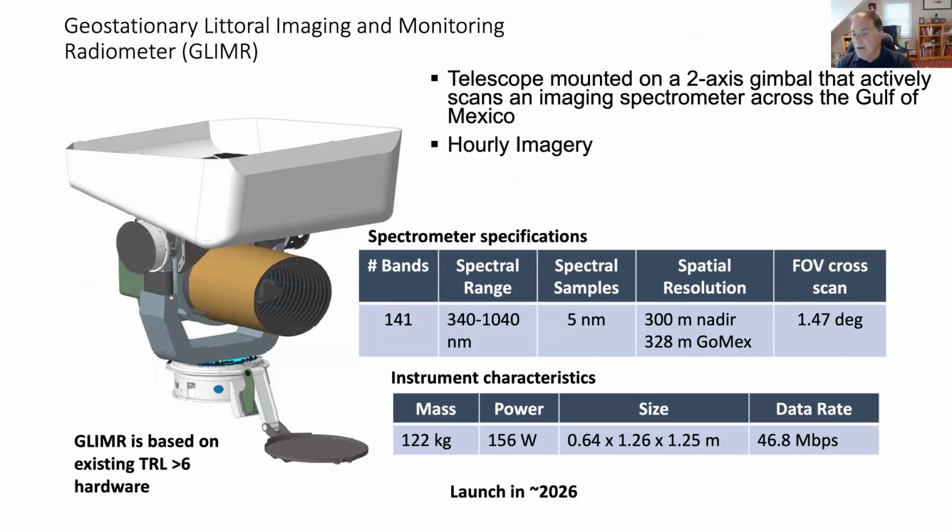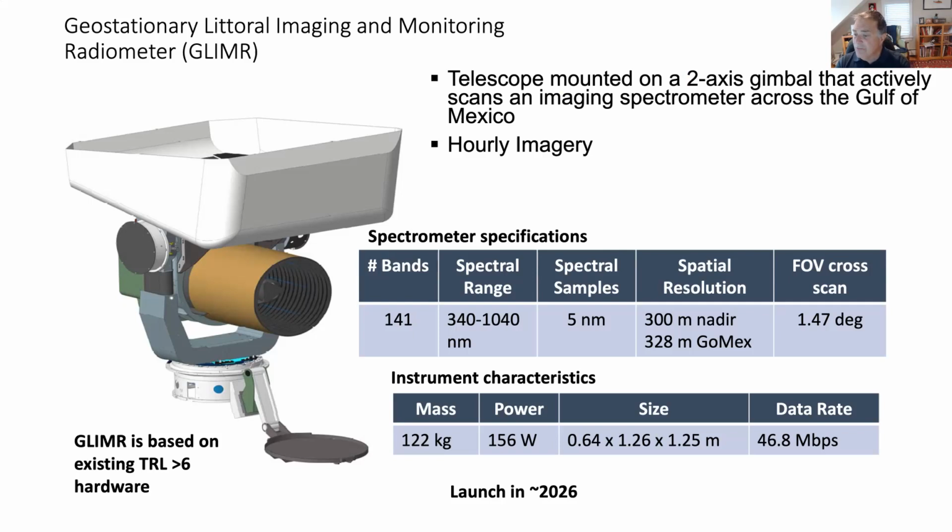It has a spectral range from 340 to 1040 nanometers with fine spectral sampling. This is going to be in a geostationary orbit, probably around 95 degrees west, so it'll be somewhere over Ecuador or something. And it's going to be looking down at the oceans of the CONUS, and also looking down over South America as well. It's going to have a 300-meter nadir resolution.